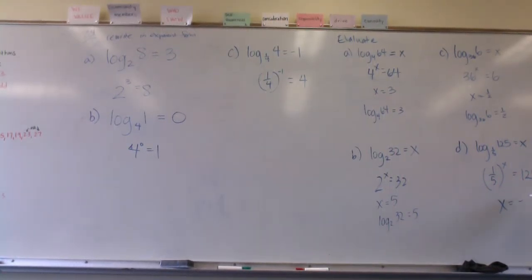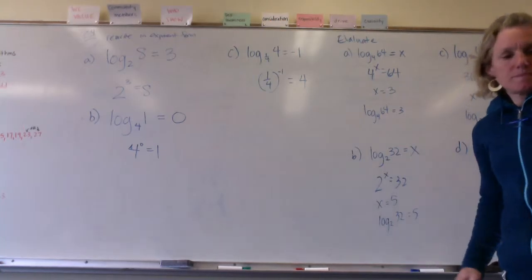3. Awesome. So log base 1/5 of 125 is negative 3. I flip my 1/5, it becomes 5, then I cube it, and it becomes 125. Nice. Good teamwork, everyone.